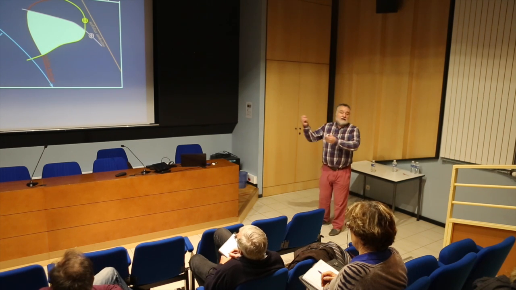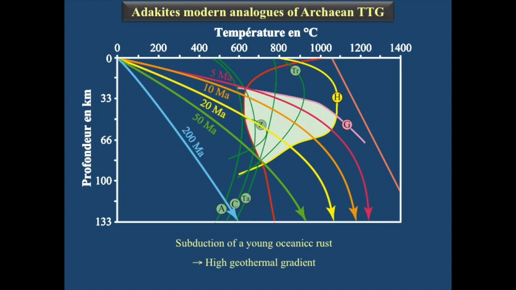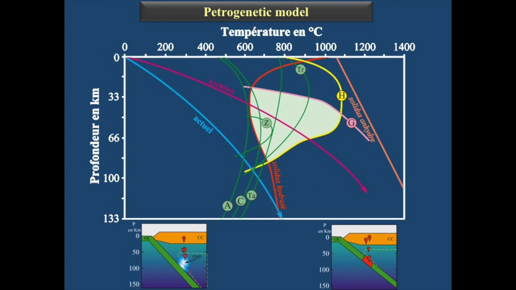Today, as I told you, in the subduction zone, we introduce something very cold in the mantle. So the geothermal gradient along the Benioff plane is very low, just like this one. And first conclusion, this geothermal gradient doesn't cut this field. So it is impossible to generate TTG from this process.